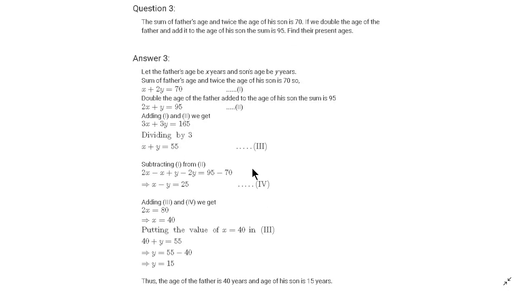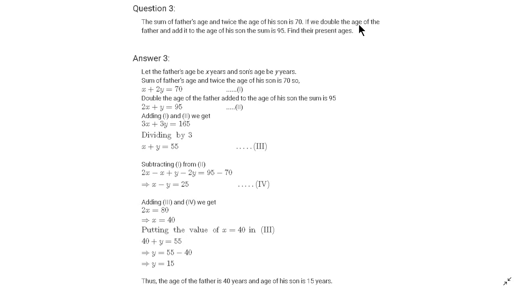Question number 3 is, the sum of father's age and twice the age of his son is 70. Let the father's age be x years and the son be y years. Then what is the condition? The sum of father's age and twice the age of his son: the operation is addition. The sum of father's age means x plus y, and twice the age of his son means 2y, is 70. This is our first condition. As we read the sentence, you should be able to write the equation.